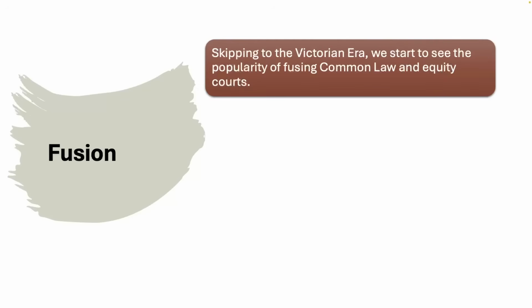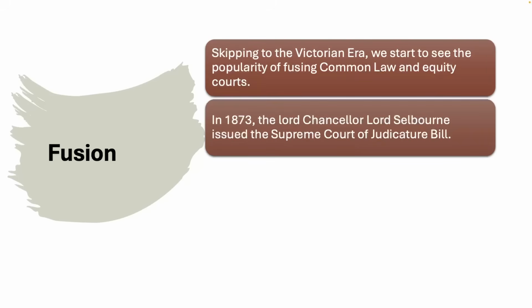Things would continue a little bit like this, a little bit tense, a little bit hostile, but for the most part, mostly cooperating until we get the question of fusion. Skipping ahead to the Victorian era, we start to see the popularity of the idea of fusing the common law and the equity courts. Why don't we just have them all together and just merge the idea of equity and mix it in with the basic principles of the common law?